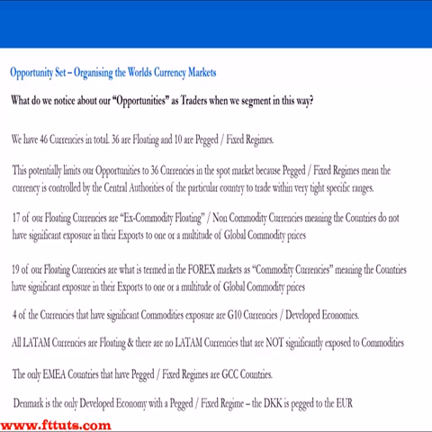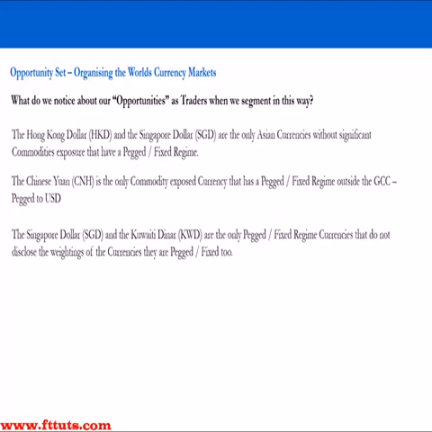All LATAM currencies, Latin America currencies, are floating, and there are no Latin American countries that don't have significant exposure to commodities. The only EMEA countries that have pegged or fixed regimes are GCC countries. And we also find that Denmark is the only developed economy with a pegged or fixed regime. The DKK, the Danish krone, is pegged to the euro.